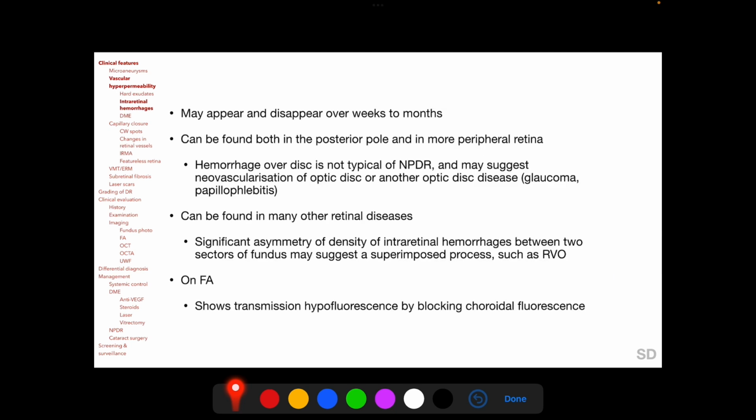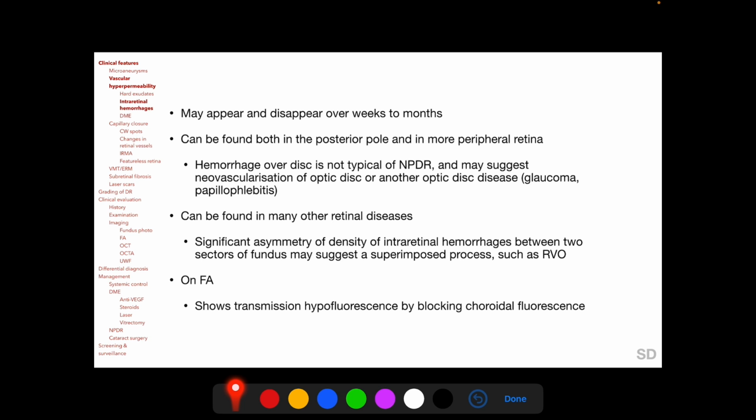Intraretinal hemorrhages may appear and disappear over weeks to months and can be found both in the posterior pole and in more peripheral retina. But hemorrhage over disc is not typical of non-proliferative diabetic retinopathy and may suggest neovascularization of the optic disc, as may occur in proliferative diabetic retinopathy or another optic disc disease such as glaucoma or papillophlebitis. We have discussed papillophlebitis in the section on neuro-ophthalmology.